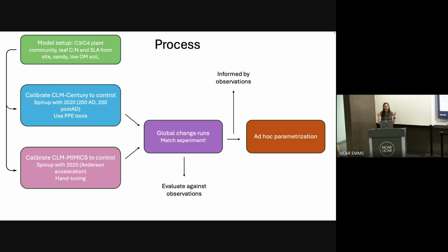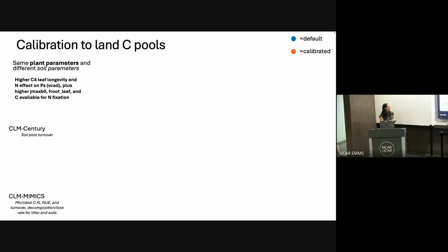But what other changes can we make to the models, informed by my observations, to make the model look more like the observations? And this could potentially suggest future mechanistic changes we could make. Okay, so calibration: calibrating to land carbon pools in the control situation. I have the same plant parameters for both models. If you want to look at those, they're on the screen. Happy to talk more about those. And then different soil parameters, because the models have different parameters for Sentry and for Mimics.